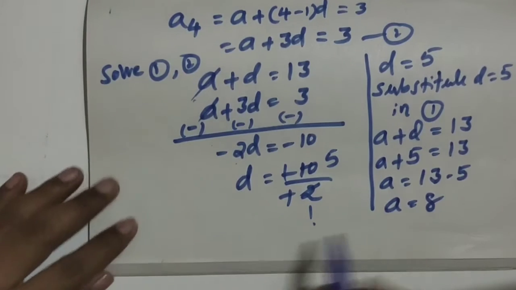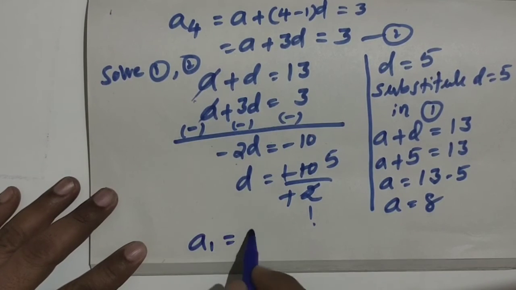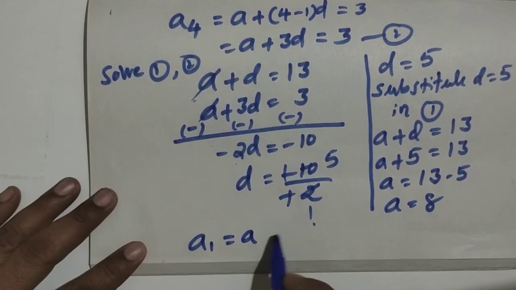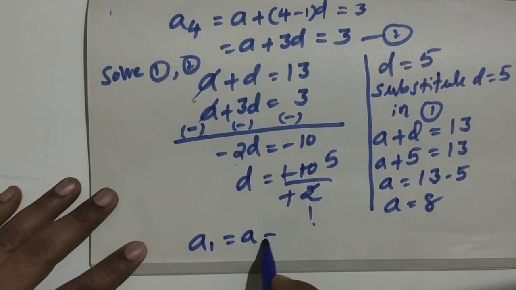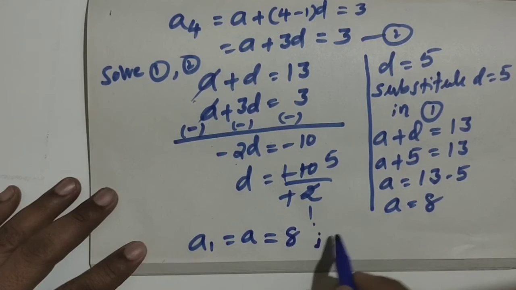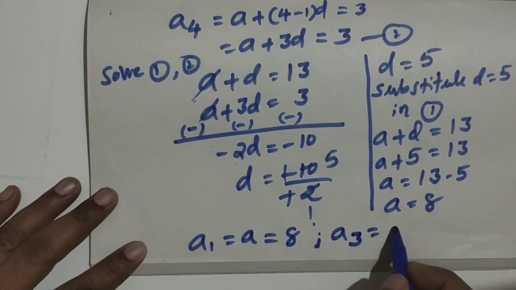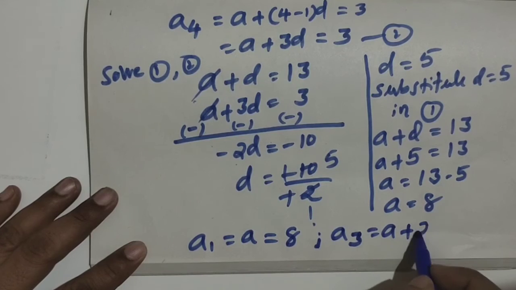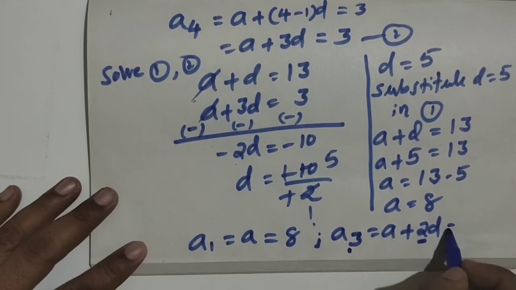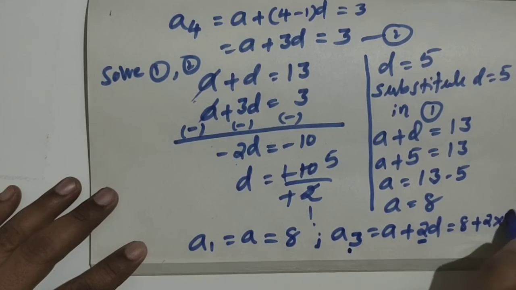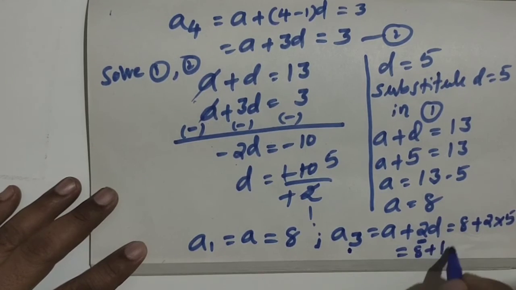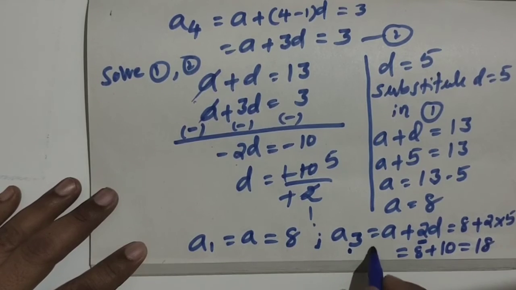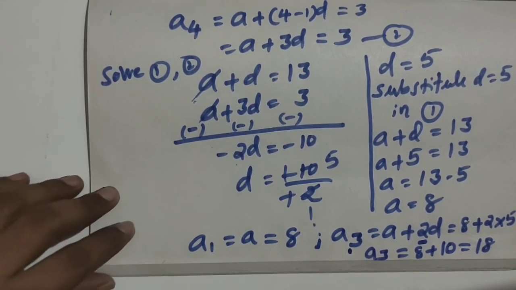Now we need to get a1 and a3. a1 is nothing but simply what? A. Why? Because a plus 1 minus 1 into d, that is a plus 0, simply we get a. A is nothing but we have here 8. Next a3. a3 is here a plus what? A plus simply 2d. So we get here a plus 2d. Now substitute the a value 8 plus d value 5, 2 into 5. So 8 plus 10, simply we get 18. So a3 is simply 18. So like this way we have to do these types of sums.